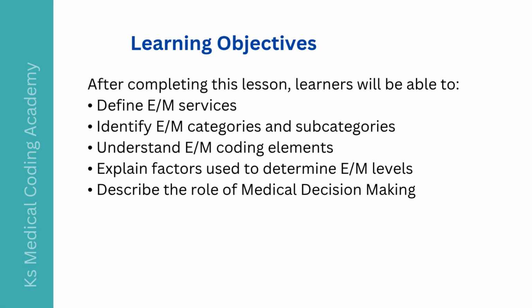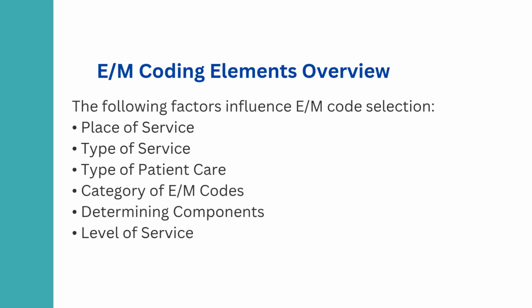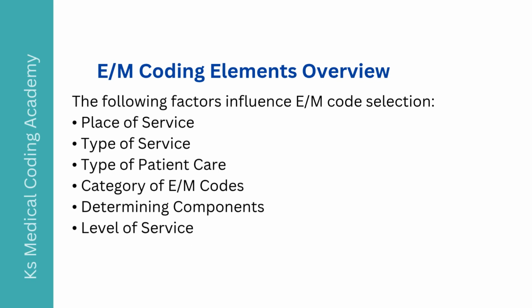By the end of this lesson, you should understand what EM services are, how they are categorized, the key coding elements involved, and how medical decision-making affects code selection. To accurately assign an evaluation and management code, medical coders must understand several important coding elements. These elements help identify the correct CPT code category and determine the appropriate level of service. In the next few slides, we will discuss each element individually and understand its role in EM coding.